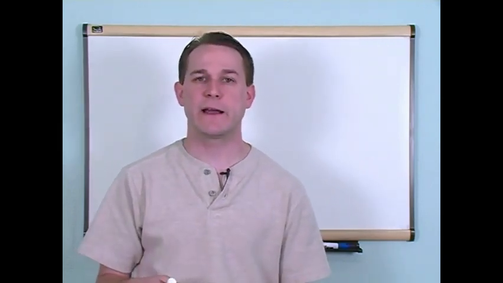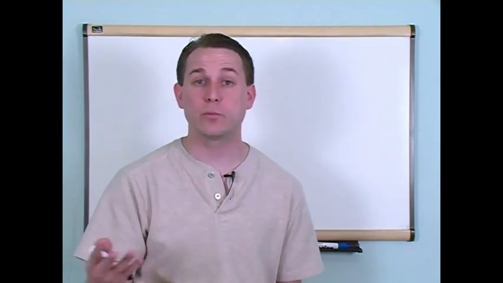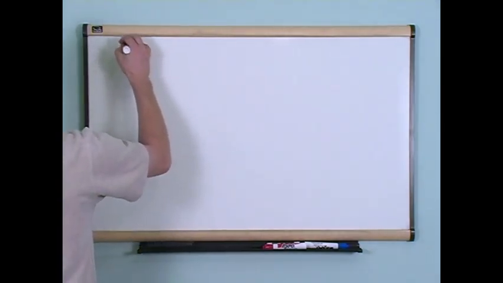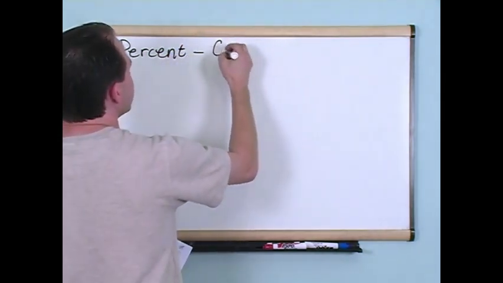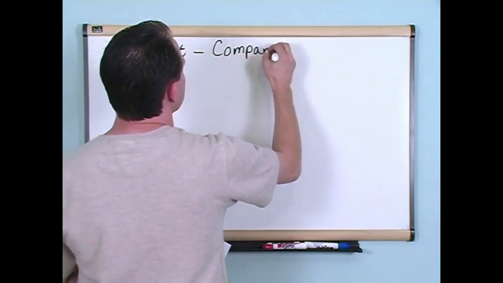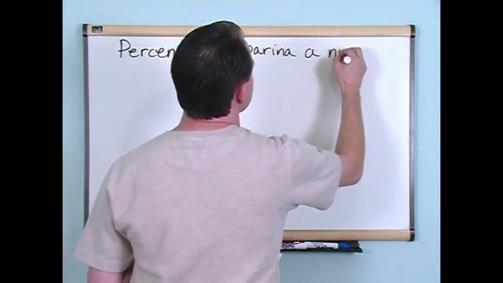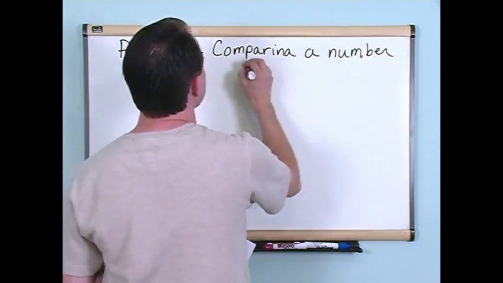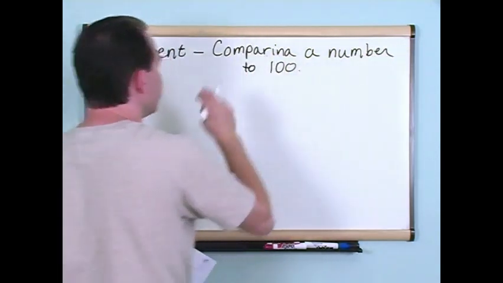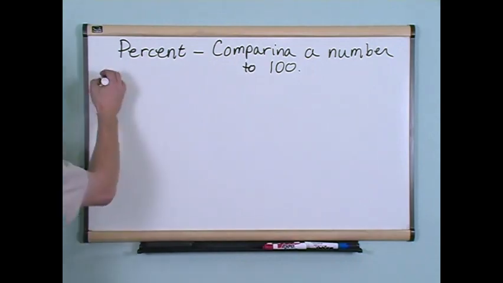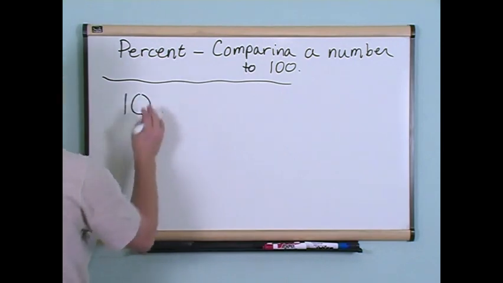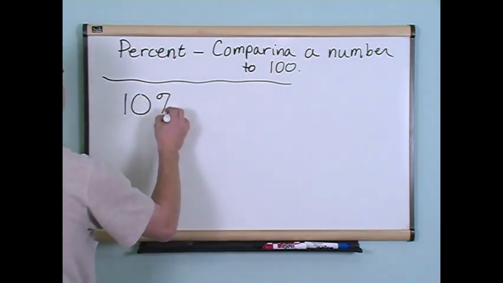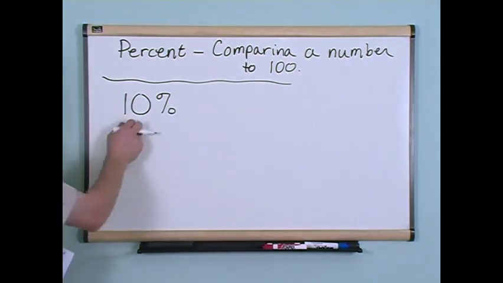So let's go ahead and figure out by doing some work on the board what percent really is and what it means to us. Okay, so the thing to remember is percent, that's how you say percent, is just simply comparing a number to 100, to the number 100. That's all it means, okay? So to take an example of that, somebody might say 10% or something like this. So they would write 10 and then put this little symbol over here, and that means percent, 10%, okay?